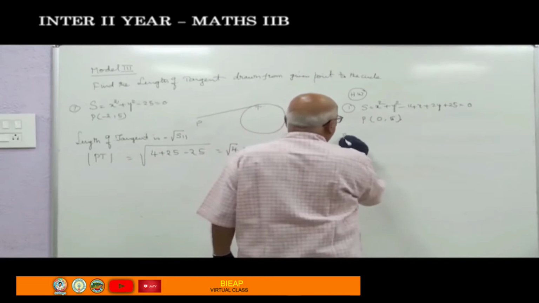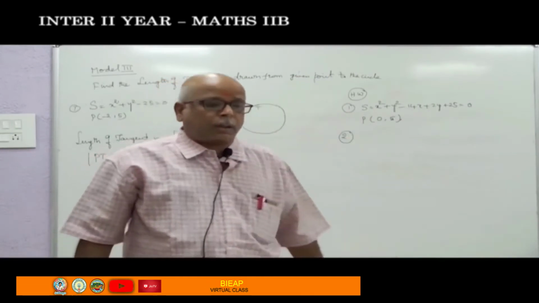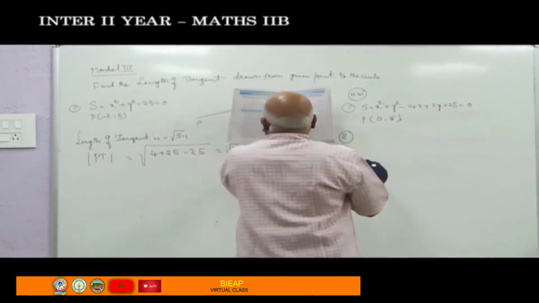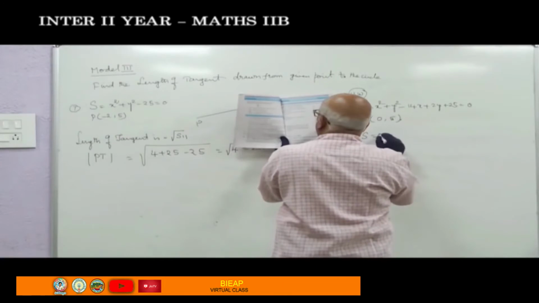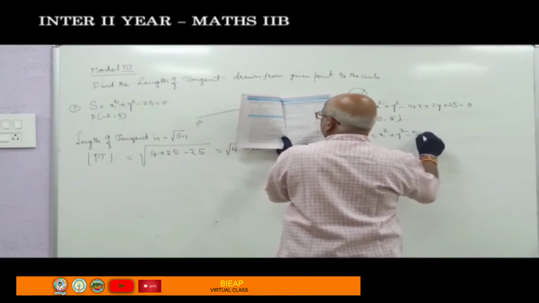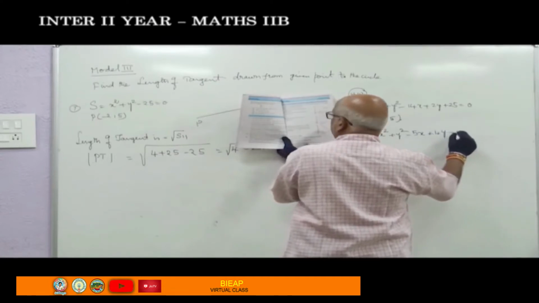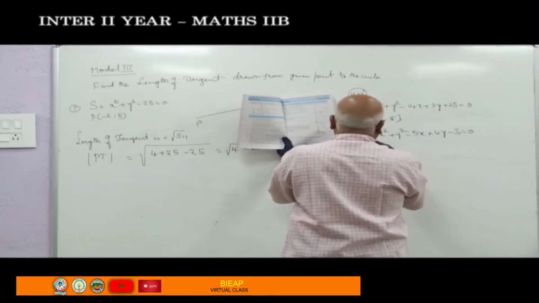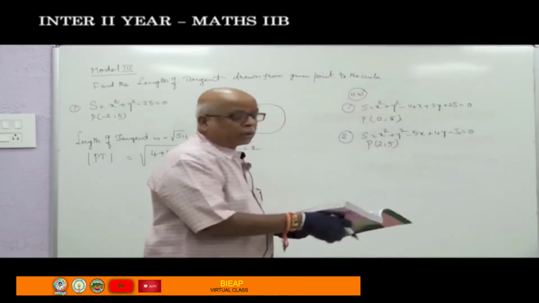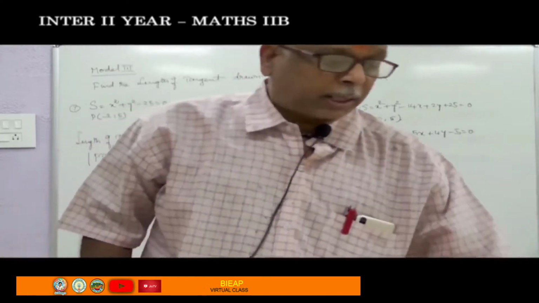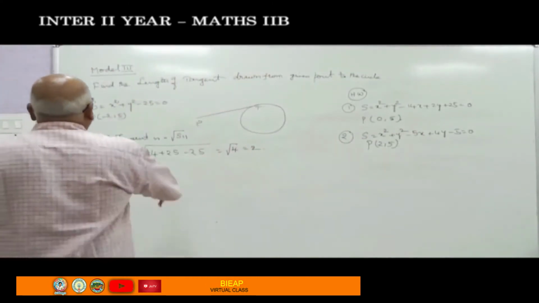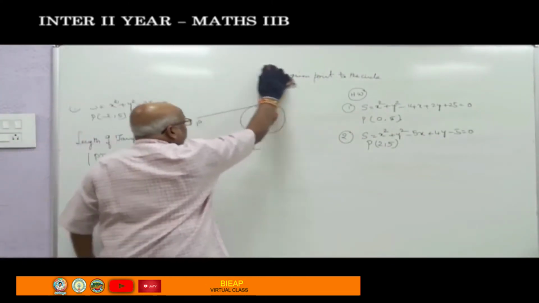Now, second problem for assignment is S equal to x square plus y square minus 5x plus 4y minus 5 equal to 0. Point is 2 comma 5. Find the length of tangent drawn from that point to the circle. This is model number 3.